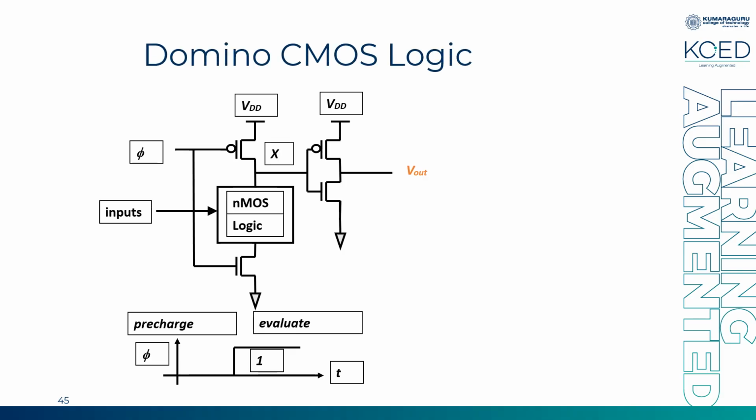So this is your domino CMOS logic. It is very simple, exactly similar to your dynamic CMOS logic style. In addition, you add a static inverter at the output. In order to overcome the disadvantage that is present in dynamic CMOS, you go for domino. So what is the disadvantage in the case of dynamic CMOS?